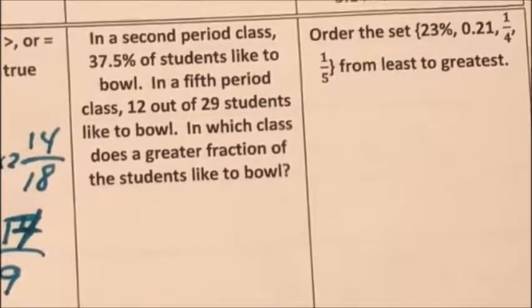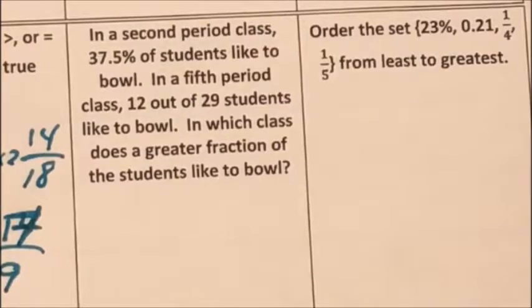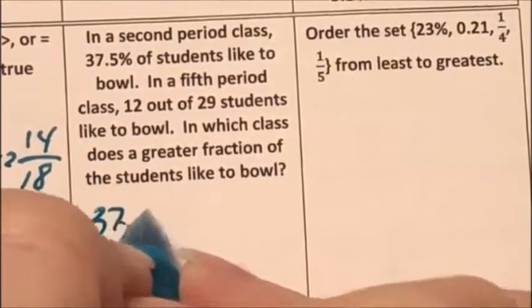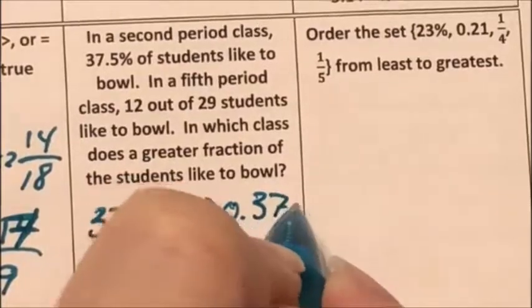Example number 3 says in a second period class, 37.5% of students like to bowl. In a fifth period class, 12 out of 29 students like to bowl. In which class does a greater fraction of students like to bowl? So 37.5%, I can write as a decimal, so 0.375.